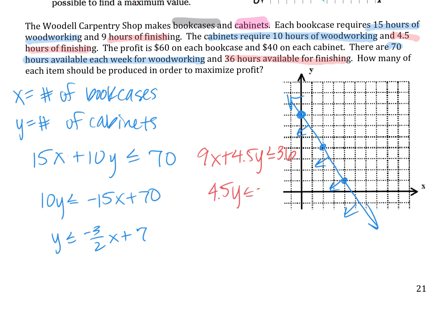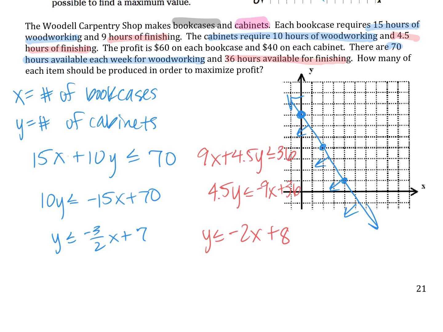4.5y is less than or equal to negative 9x plus 36. Y is less than or equal to, what's negative 9 divided by 4.5? Negative 2x plus, how many times is 4.5 going to go into 36? 8. Okay, so these lines are going to be really close to one another.